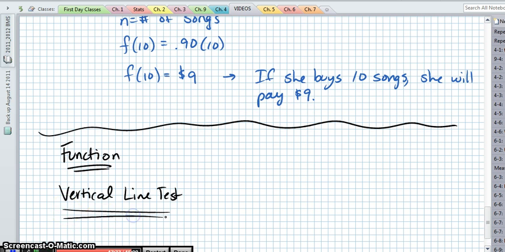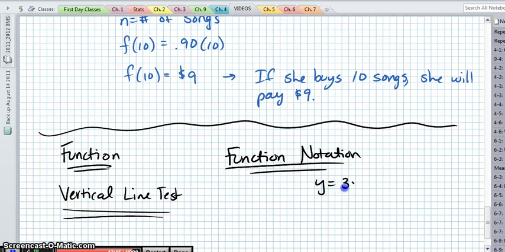So vertical line test. We also talked about function notation. So instead of talking about y equals maybe something like 3x minus 2, we're just going to replace that with f of x equals 3x minus 2. And then we practiced writing that given a certain situation, writing our own general function equation using function notation, and also how we could come up with ordered pairs for that equation.